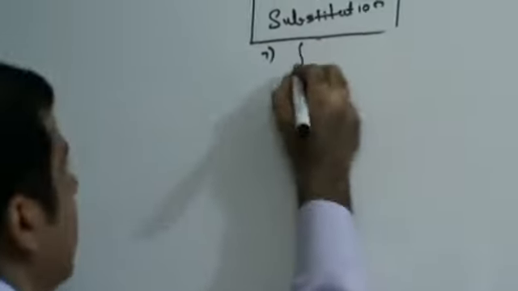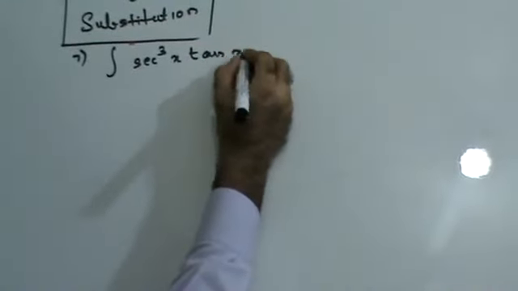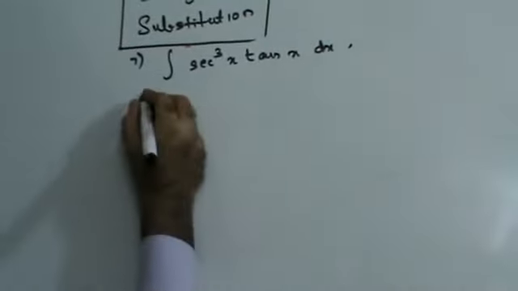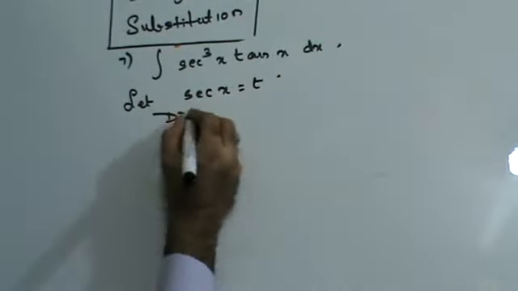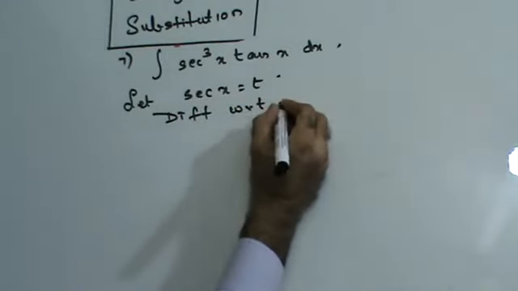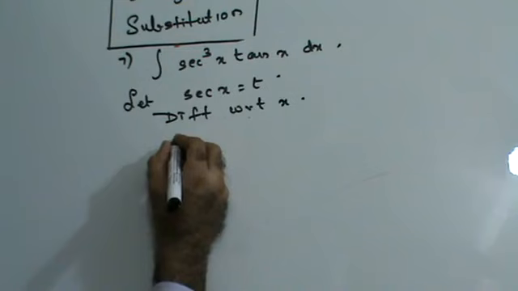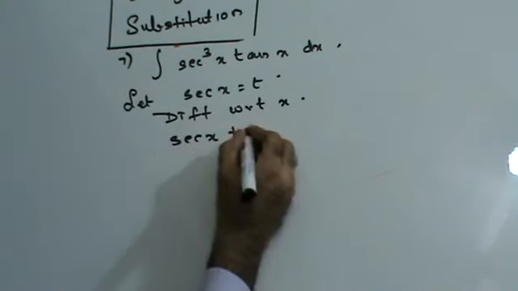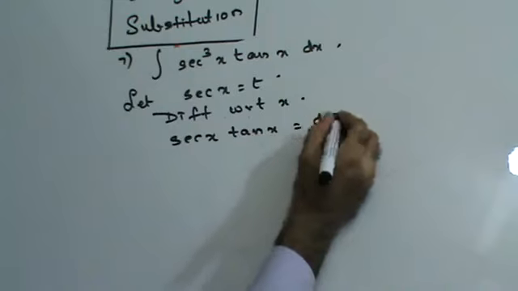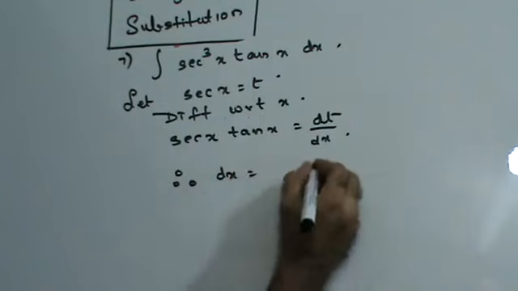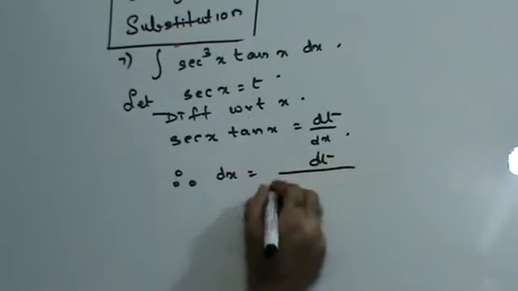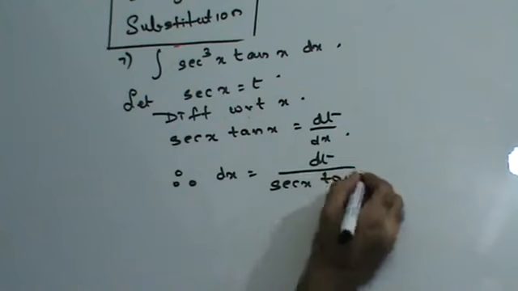Integral of sec cube x tan x dx. Let us assume that sec x is equal to t. Differentiate with respect to x. So you will get d by dx of sec x, which is nothing but sec x tan x, is dt by dx. Therefore, you could say that dx is equal to dt upon sec x tan x.